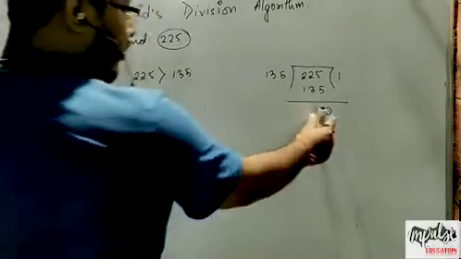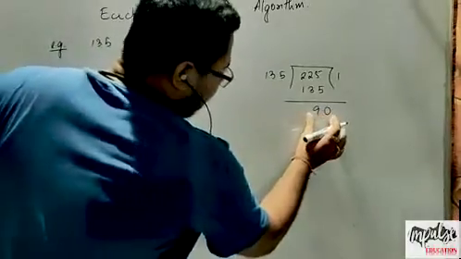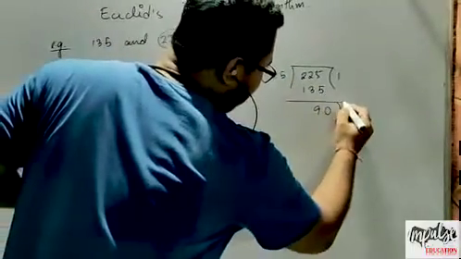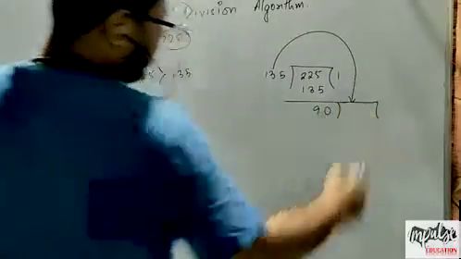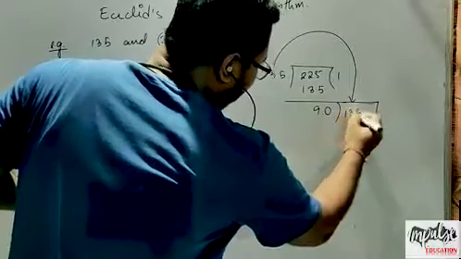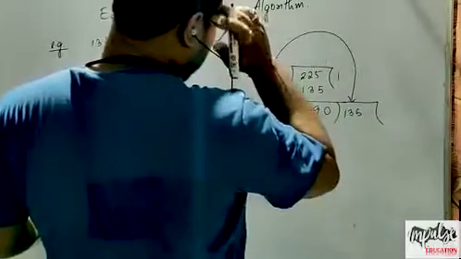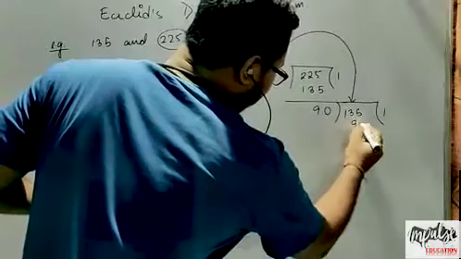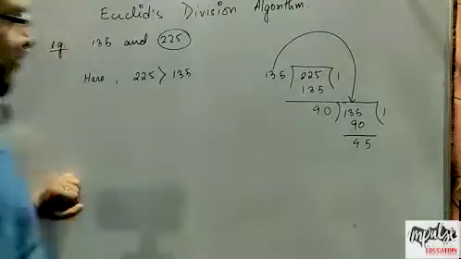Now since 90 is not equal to 0, what you have to do? You have to take this as the divisor now, and this 135 will be shifted to this place. Have you understood? So we'll be having 135 here now. Now how many times will 90 go into 135? You have 90 ones are 90. What is the remainder you have? You have 45 as remainder.